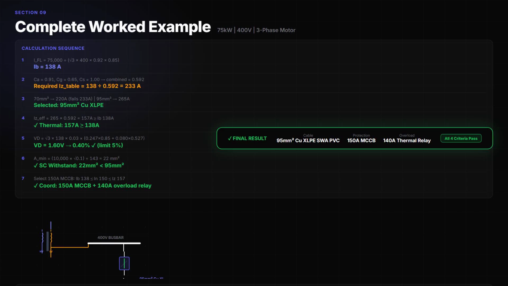140 ampere thermal overload relay. Final result: 95 square millimeter copper XLPE multi-core cable. 150 ampere MCCB, 140 ampere thermal overload relay. All 4 criteria satisfied.